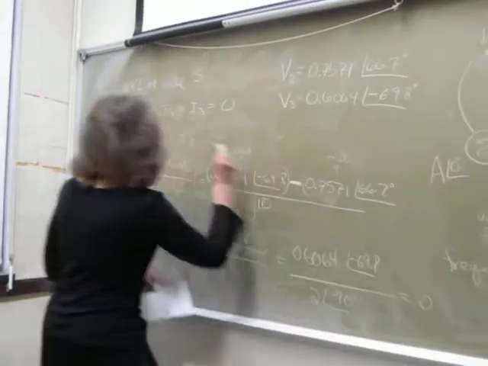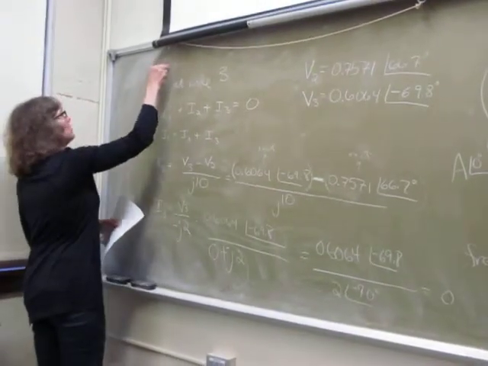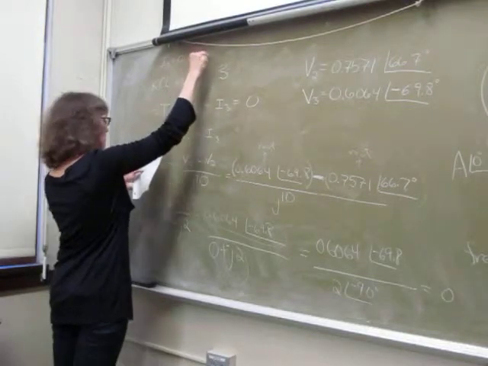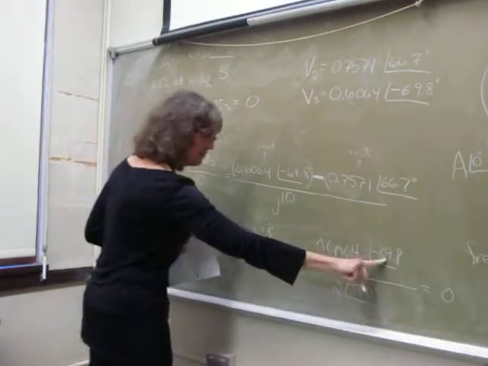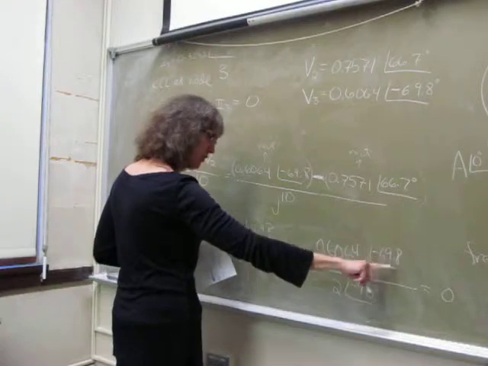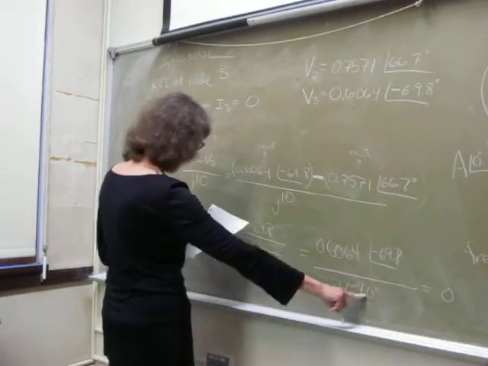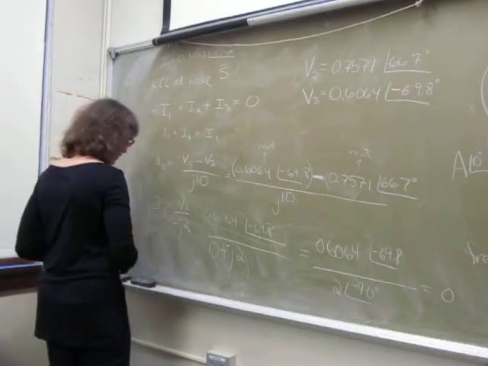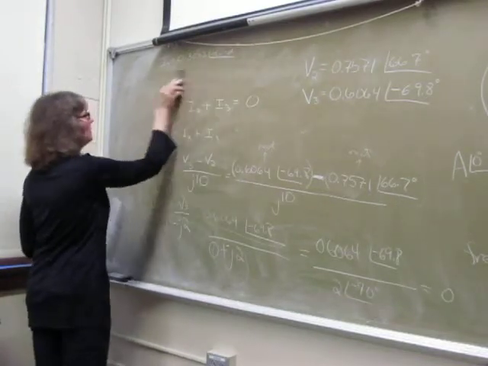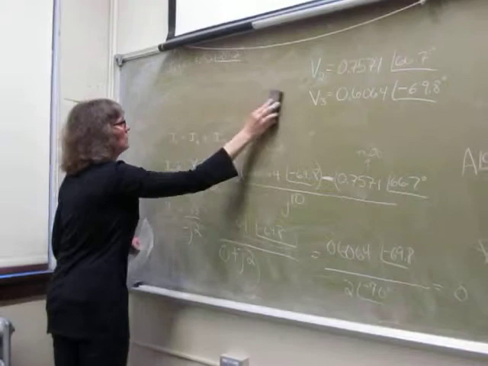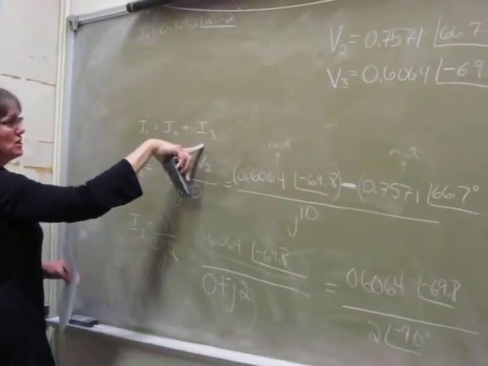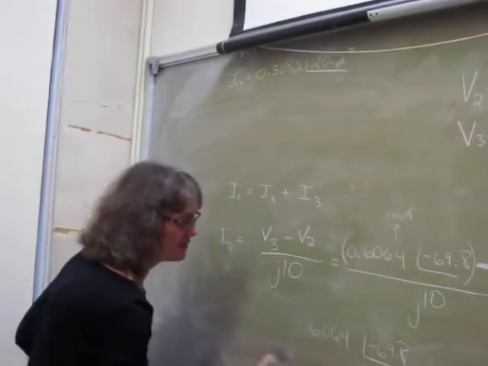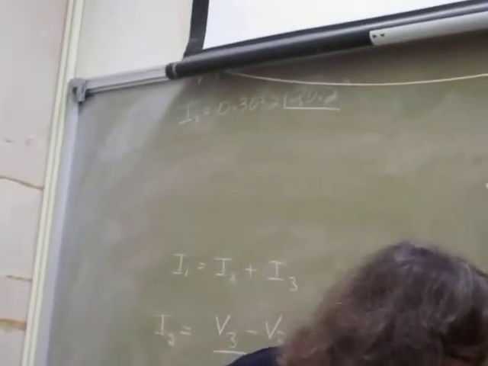So now you can go ahead and get I3. I'm going to stick it up here. I3 is 0.3032, and the angle is minus 69.8 minus 90. That will give you positive 20.2 degrees. Okay, so that's I3, which I'm going to eventually plug into this equation here. So now I need I2. So that's the other math that we have to do.